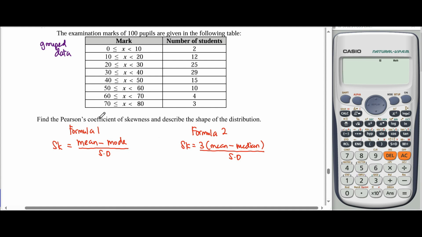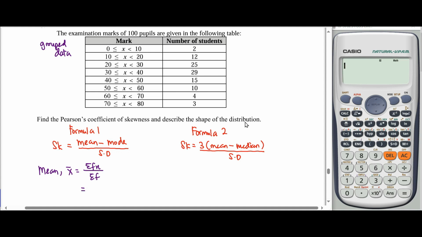For Pearson coefficient of skewness, we have two kinds of formula. We can choose either one of them, so either one can answer this question. But for this question, we will perform both formulas. Based on these formulas, the basics that we need here are the mean and standard deviation. So for this group data, we need to find out what our mean is. Mean will be sum of fx over sum of f.